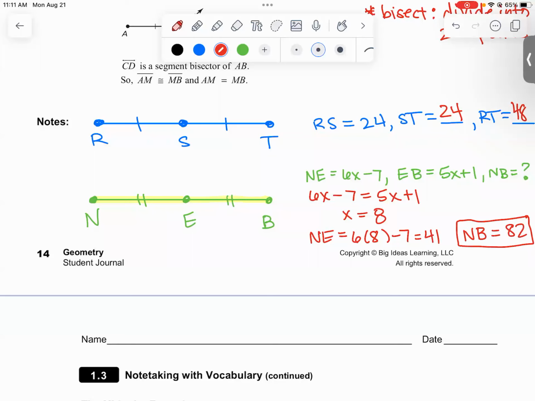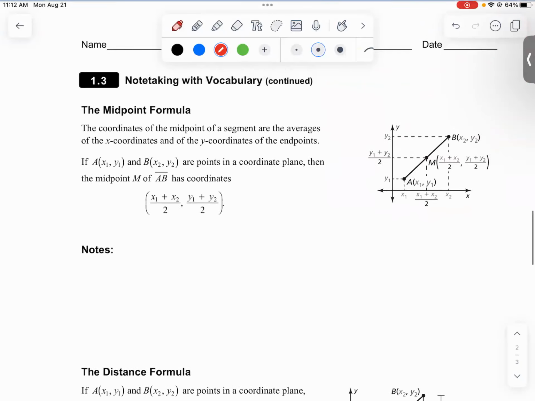Also, if there's not a picture, if they just give you information, you better draw a picture, because it's not every time you're going to set these equal to each other. They might give you NE and NB, let's say, and then you're going to have to set your problem up a little bit different. You wouldn't set the two segments equal to each other. So if there's not a picture, draw one, and based on your picture, create your equation. Okay. All right, let's go to the next page.